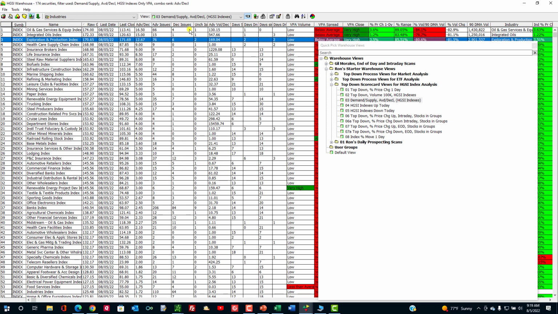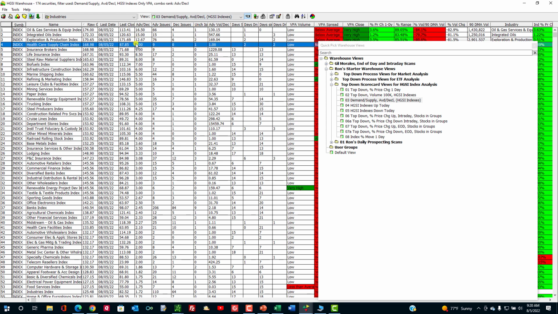Integrated oils back. Exploration and production. I'm going to look on another computer here and see what the oil's doing. It's up $1.17 today. It's been down several days, so we're getting a bounce back in these groups now. But see how easy it is to update these and get a really strong feel for the market.